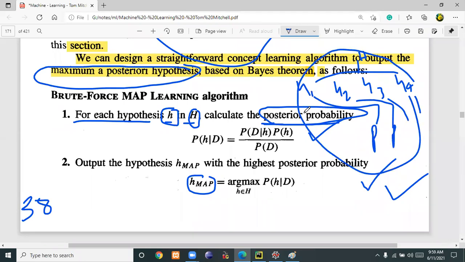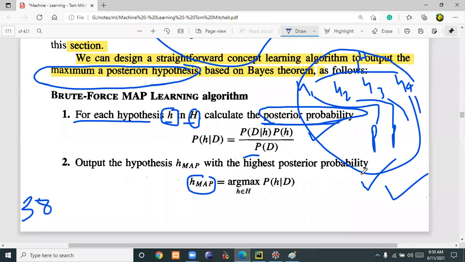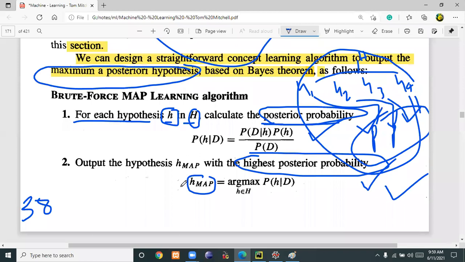Among all of this, you have to get the highest posterior probability. You have to find out which hypothesis has the highest, either this one or this one or this one. So that you have to find out with the help of this.